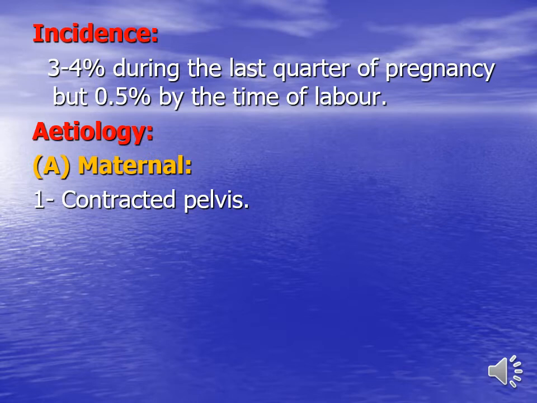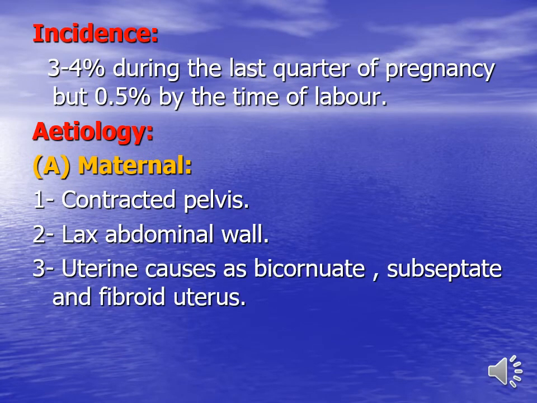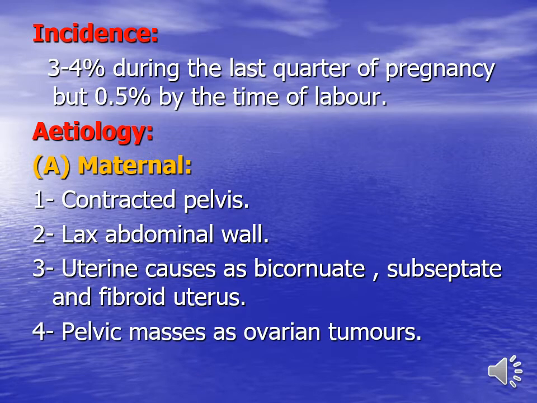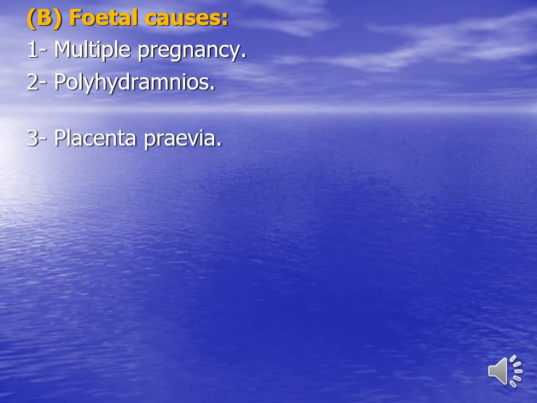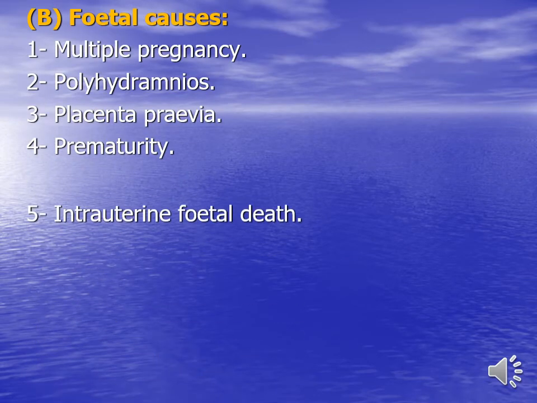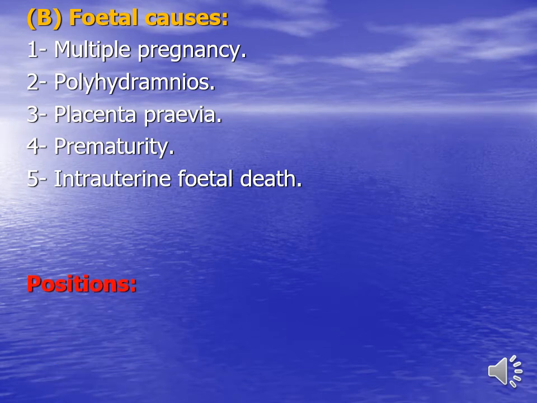Maternal causes like contracted pelvis, lax abdominal wall, uterine causes as bicornuate or subseptate uterus, and pelvic masses, as ovarian tumor. Fetal causes as multiple pregnancy, polyhydramnios, placenta previa, prematurity, and lastly intrauterine fetal death.